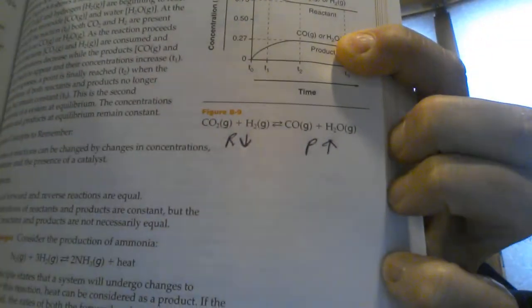Notice the reaction is at the bottom. See, just underneath figure 8-9, it says CO2 plus H2, right? Those are your reactants. They're going to decrease. And the CO and the H2O, those are your products. They're going to increase. I would write little symbols here like I just did. Can you see that? Right there.